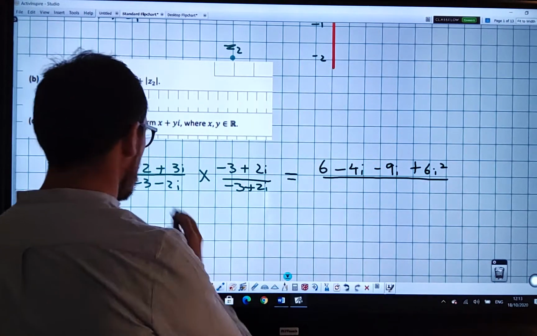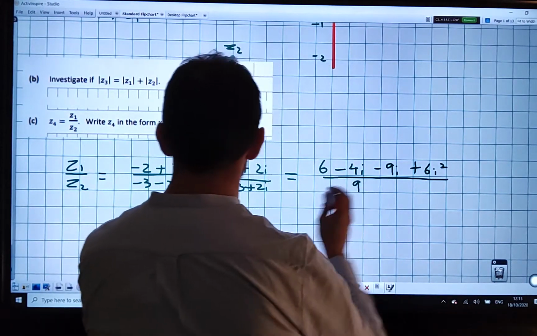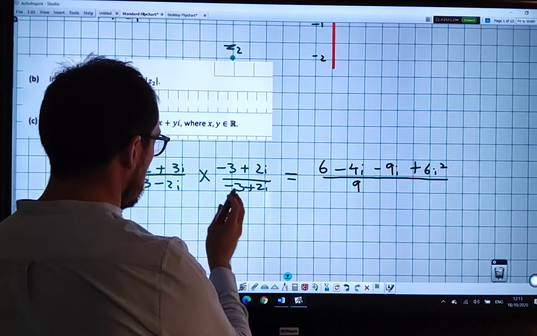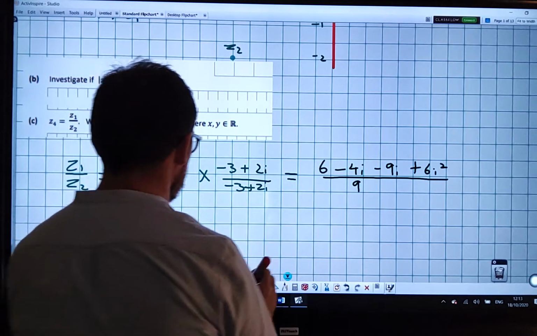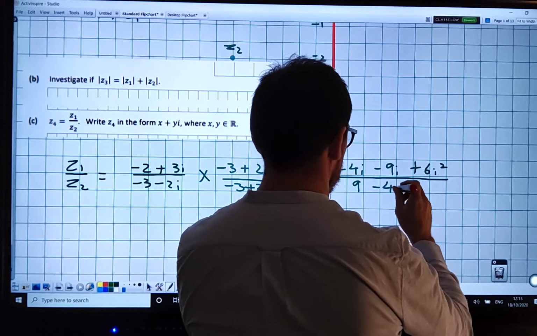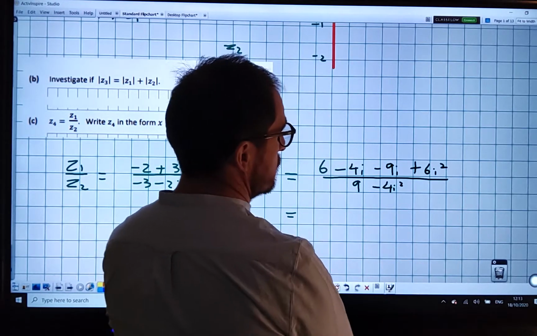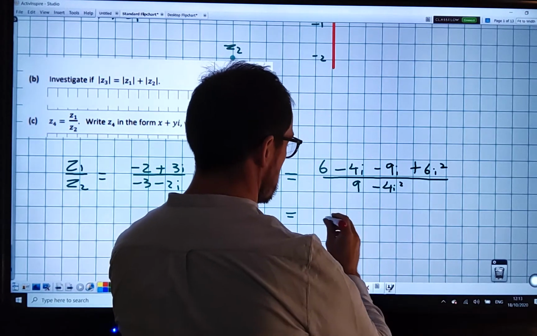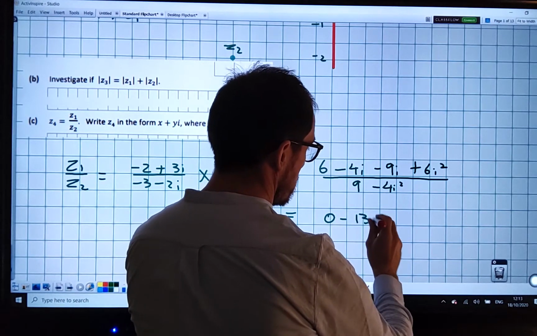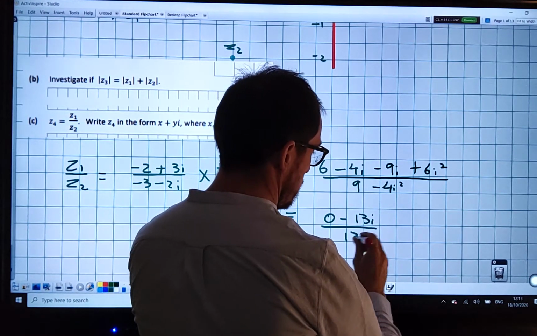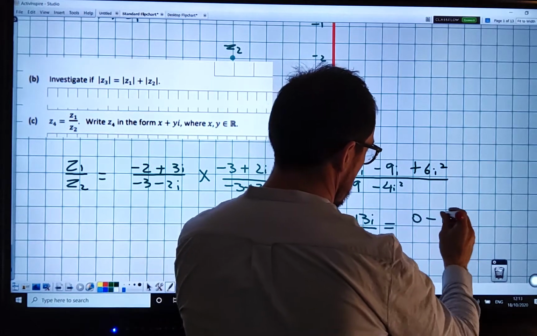And that's going to be written all over 9. Minus 3 times minus 3 is 9. You're going to have plus 6i minus 6i minus 4i squared. So that's equal to 6 minus 6, so it's 0, minus 13i over 13, which is 0 minus i.